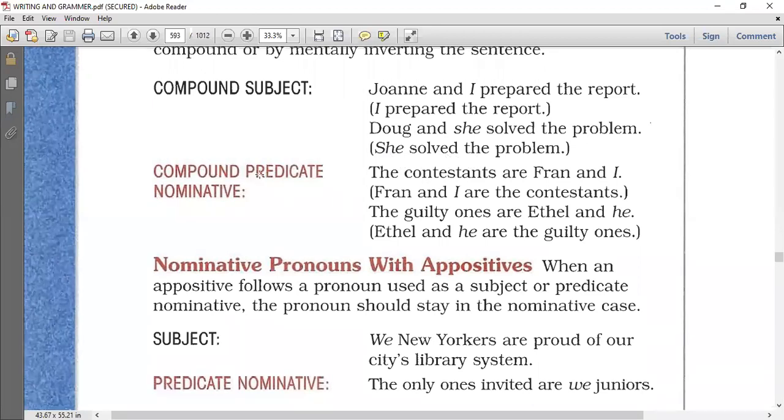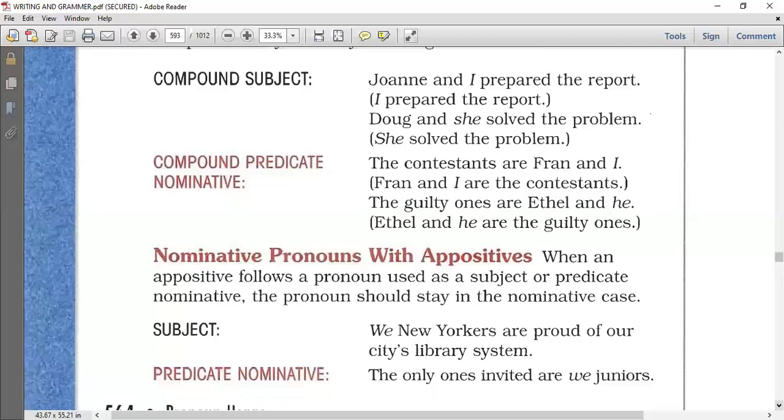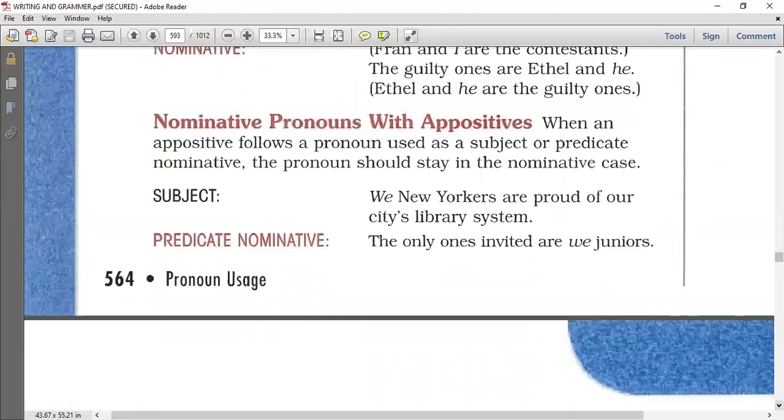Right. Compound predicate nominative. The contestants are Fran and I. Fran and I are the contestants. The guilty ones are Ethel and he. Ethel and he are the guilty ones. Okay? If you invert the sentence here, put the subjects at the beginning, it will be easy and clear. Right. Nominative pronouns with appositives.